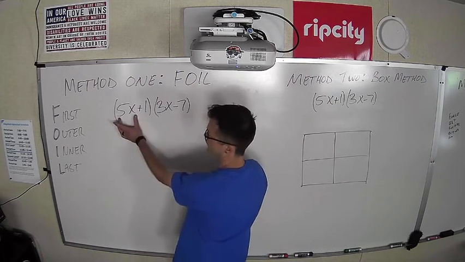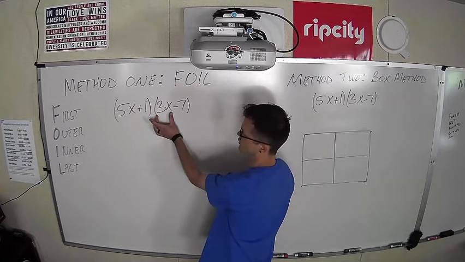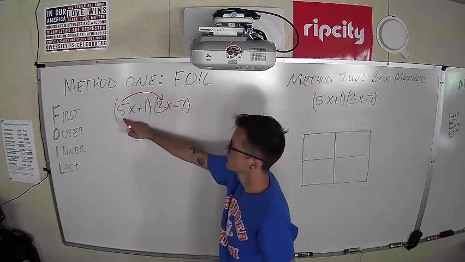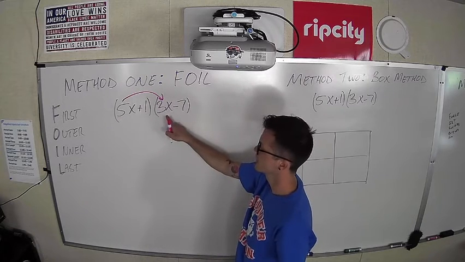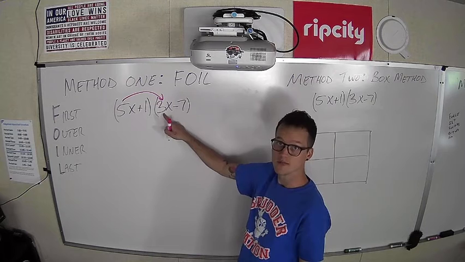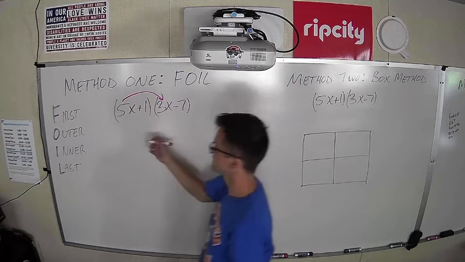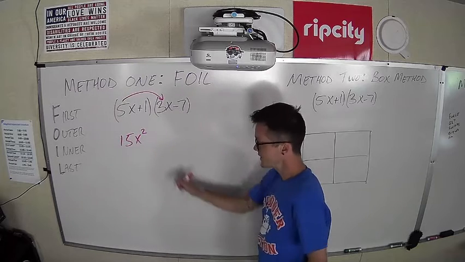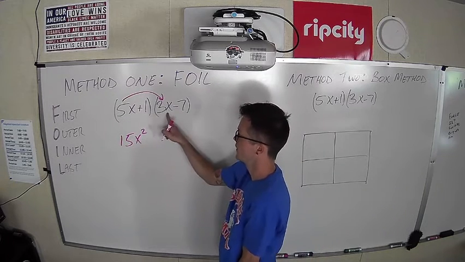So here, the first term is 5x. Here, the first term is 3x. So if we're FOILing, the first thing we're going to do is 5x times 3x. 5 times 3 is 15. x times x is x squared. So we get 15x squared. That's our first terms being multiplied by one another.